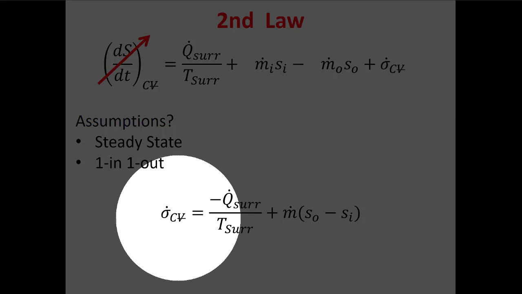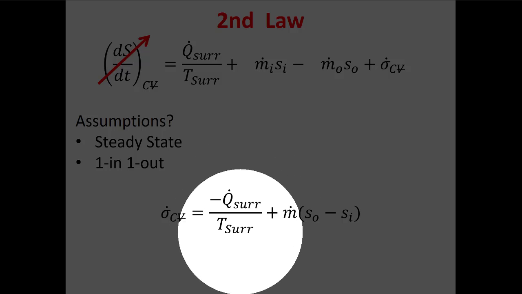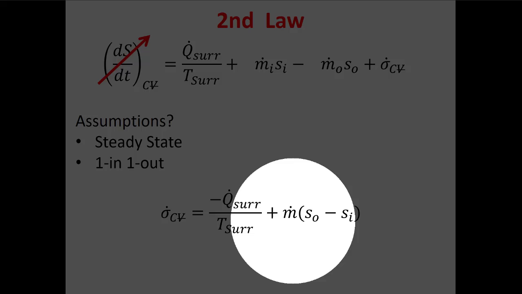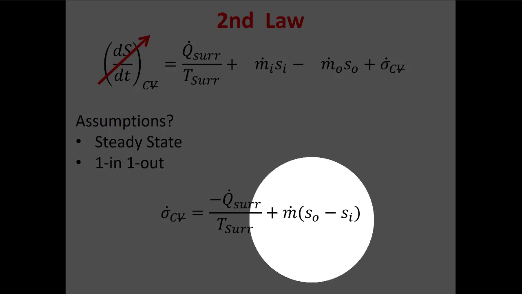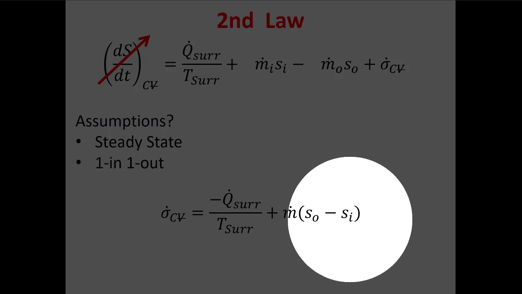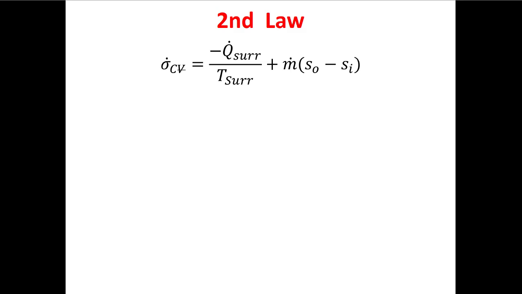I know that the entropy generation rate has something to do with the heat transfer and the temperature of the surroundings, plus m dot times S out minus S in. And I already know that S out is less than S in, so this second part is going to be negative. So now I have this expression from the second law.